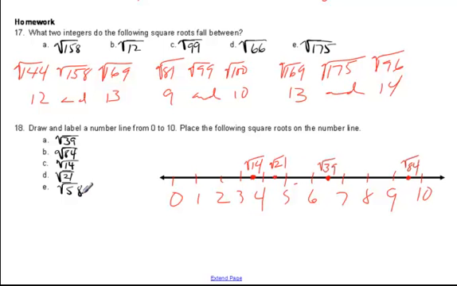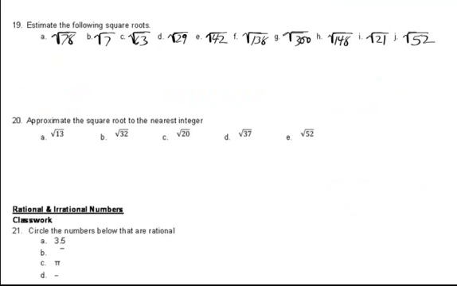And the last one, 58, is between what two perfect squares? 49 and 64. Excellent. So the square root of 58 is between 7 and 8. Okay. You can watch the video later to catch up. There we go. All right.